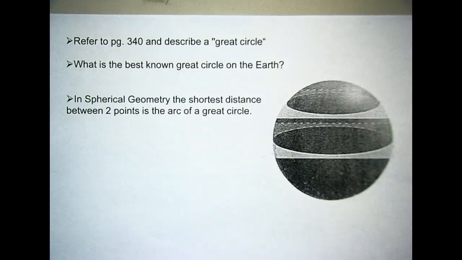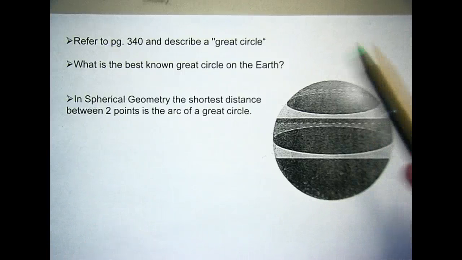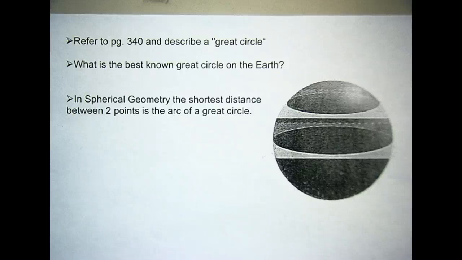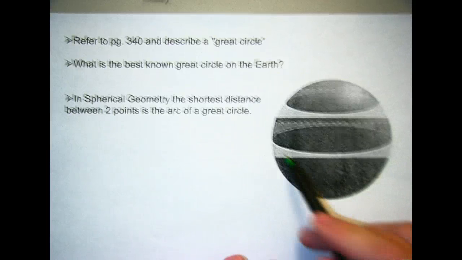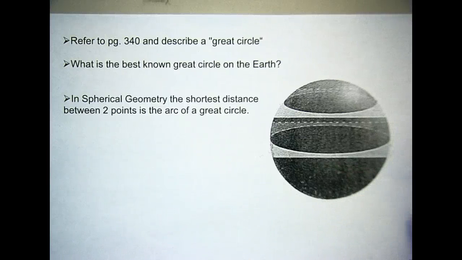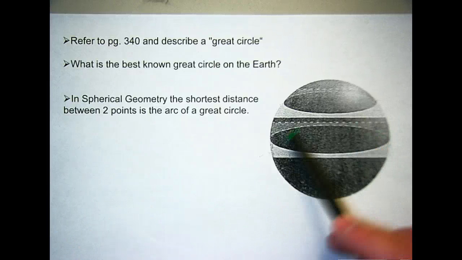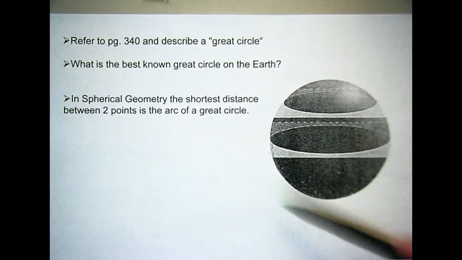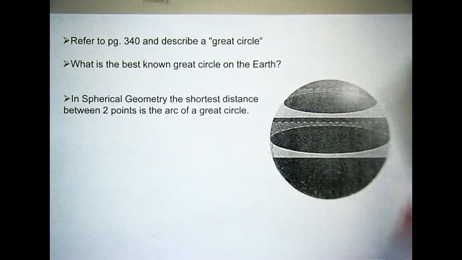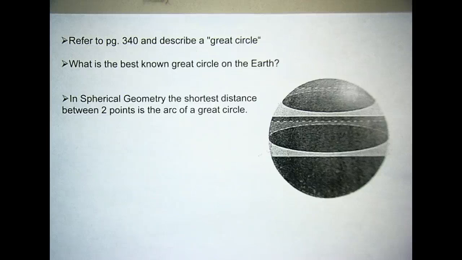So what is the most popular great circle on our globe? Zach? Yeah, the equator. The equator is the most popular. Yeah, it's not quite as popular as the equator. Every line on the globe strives to be the equator. But yeah, you're thinking the prime meridian.